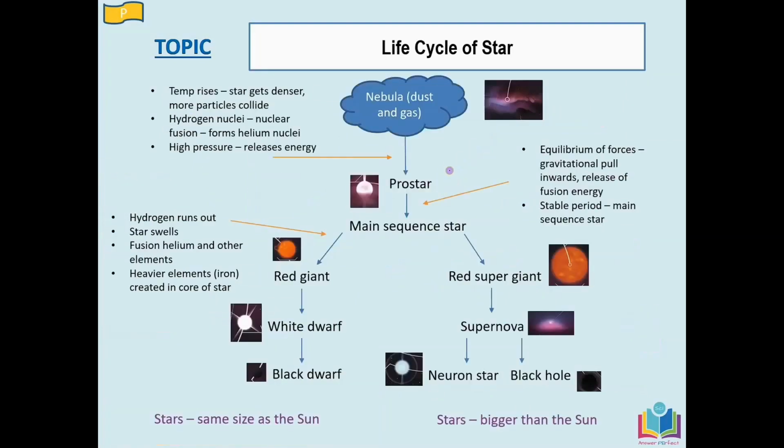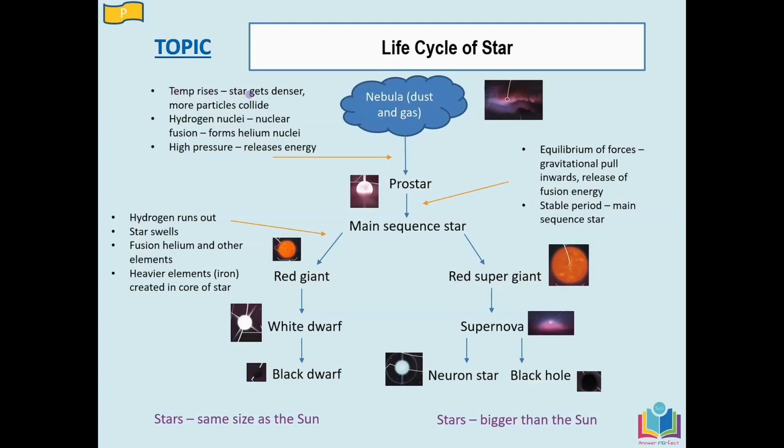Let's move on to then the life cycle of a star. So this is quite technical, but once you've done it through a few times and perhaps used a flowchart like this, it may help you. So we start with a nebula, and that's formed from a cloud of dust and gas. And I've got a bit of a picture here to show you. Now, what happens to create a protostar from this is that the force of gravity pulls the dust and the gas together to form a protostar.